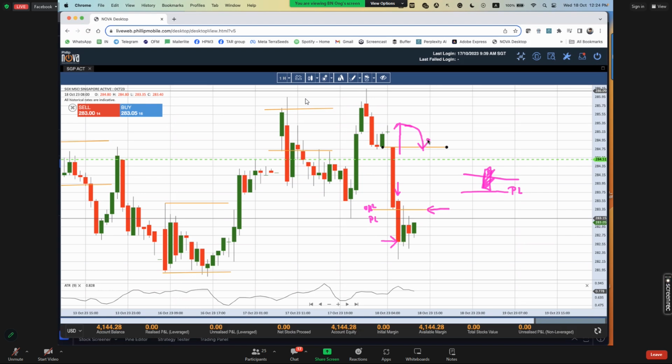One is a market order. Market order means that you see that the close is immediately below the opening bar low, you hit the button and you short it.